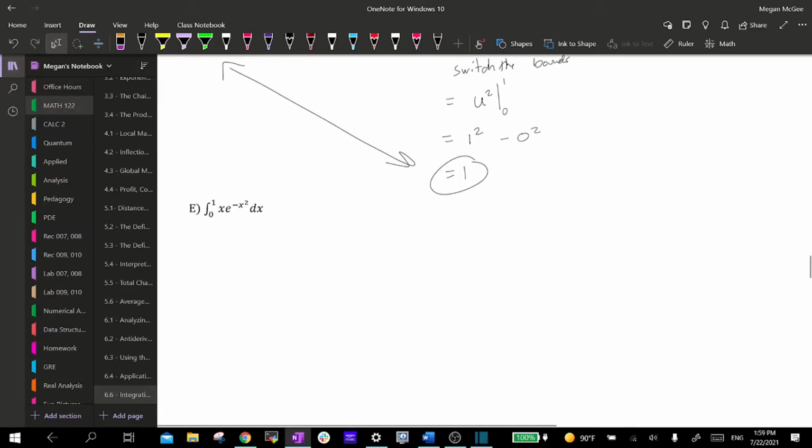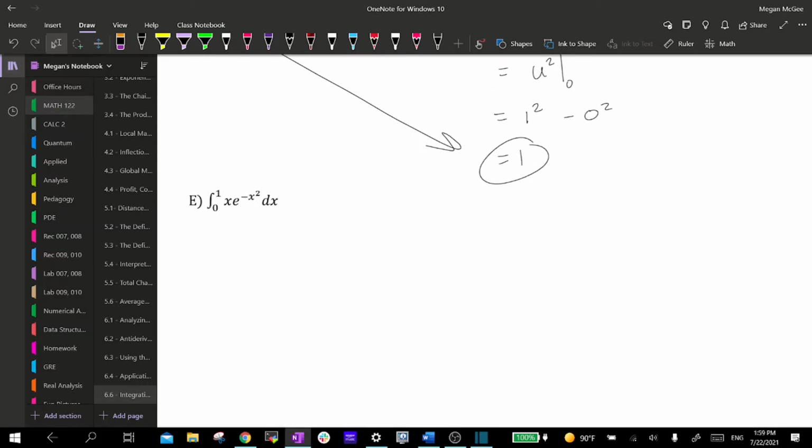All right. So let's get on to example E, where we have another definite integral. Okay, so we want to pick u to be our exponent. So we have negative x squared. Then we need to take this derivative. We get du over dx is equal to negative 2x. And then we get du is equal to negative 2x dx.